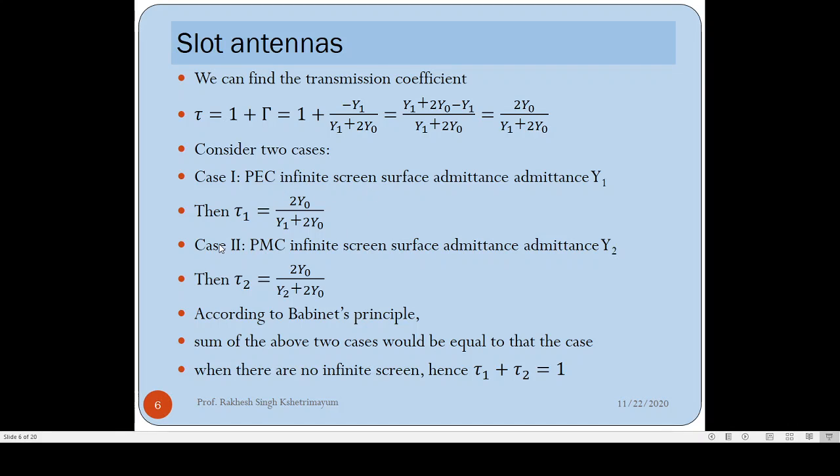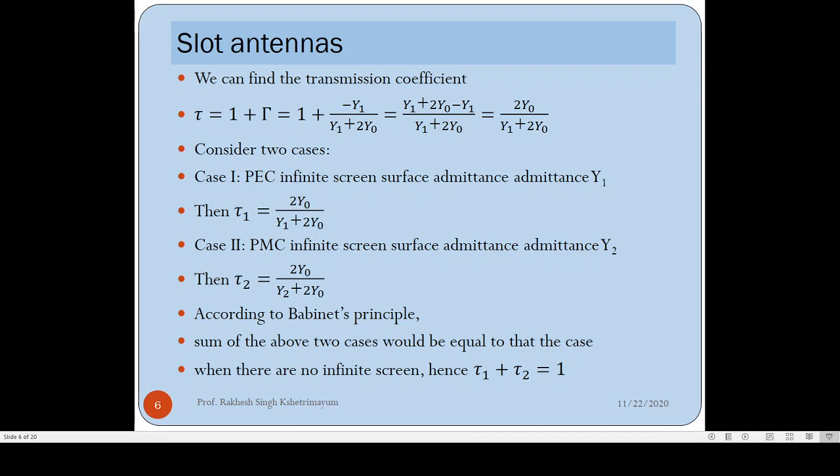In the second case, replace this PEC infinite screen by a PMC infinite screen because they are complementary structures. In that case, let's assume that the surface admittance for that case is... this admittance has been written twice here. We need to remove one. Okay, so PMC infinite screen, let's assume that the surface admittance is Y2. In that case, tau 2, the transmission coefficient for the second case, will be 2Y0 divided by Y2 plus 2Y0.